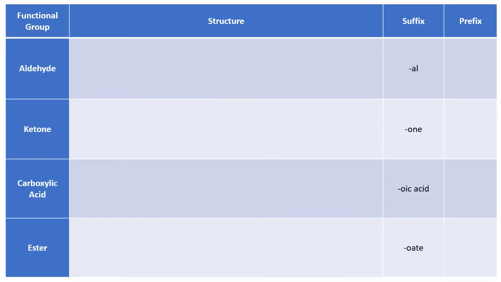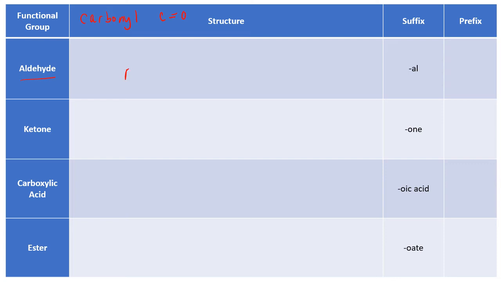Next, we're going to shift gears and focus on functional groups that contain a carbonyl. And a carbonyl is a carbon double bonded to an oxygen. So all of these functional groups that we're going to go through in the second half have a carbonyl within them, and it's part of the functional group. First, we'll look at an aldehyde.